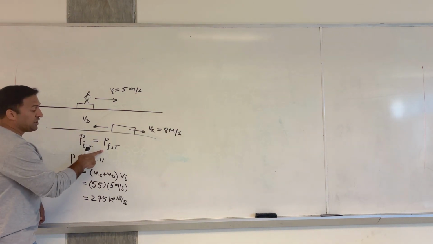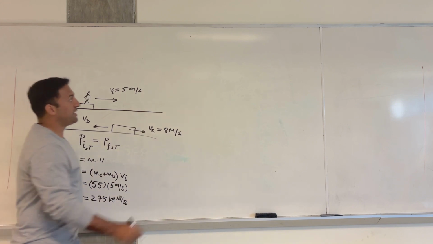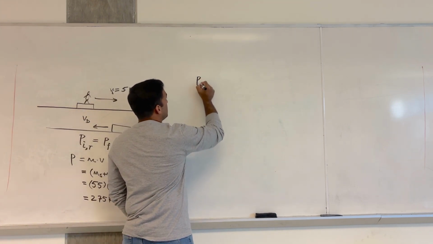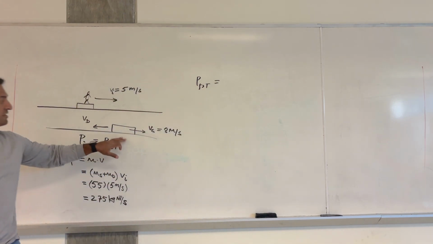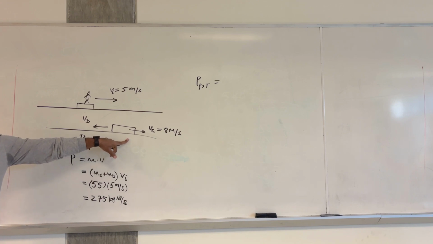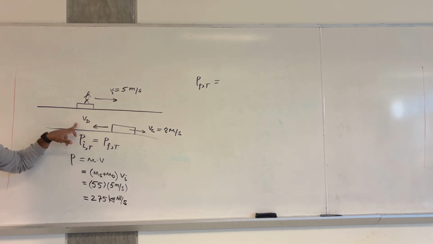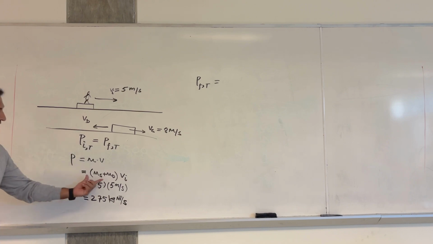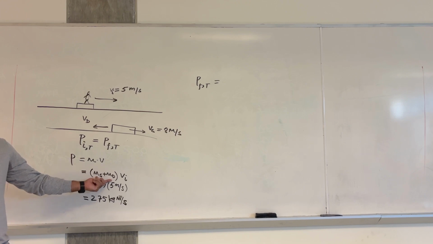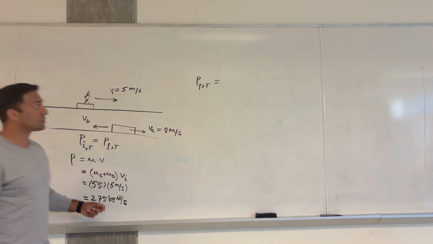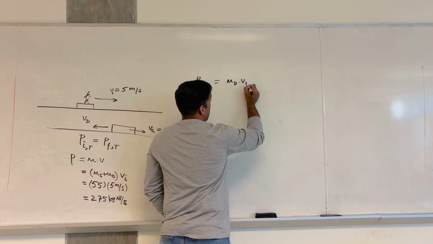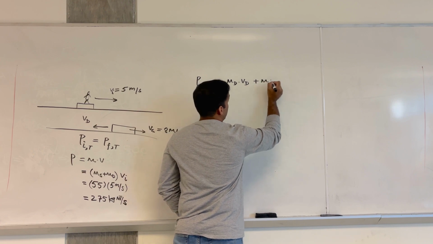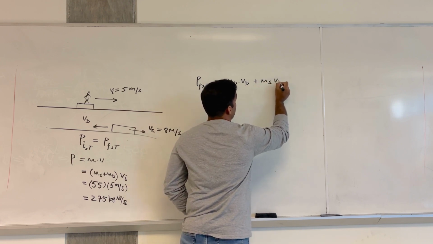In order to use this relation, we also need the total final momentum, which is P final total. Now, if we look at this situation, the skateboard is moving on its own with a different speed than Dan. So now we don't have the kind of situation in which I added the total mass. Now we have two different objects moving with possibly two different speeds. And so now I have to write mass of Dan times speed of Dan plus mass of skateboard times speed of skateboard.